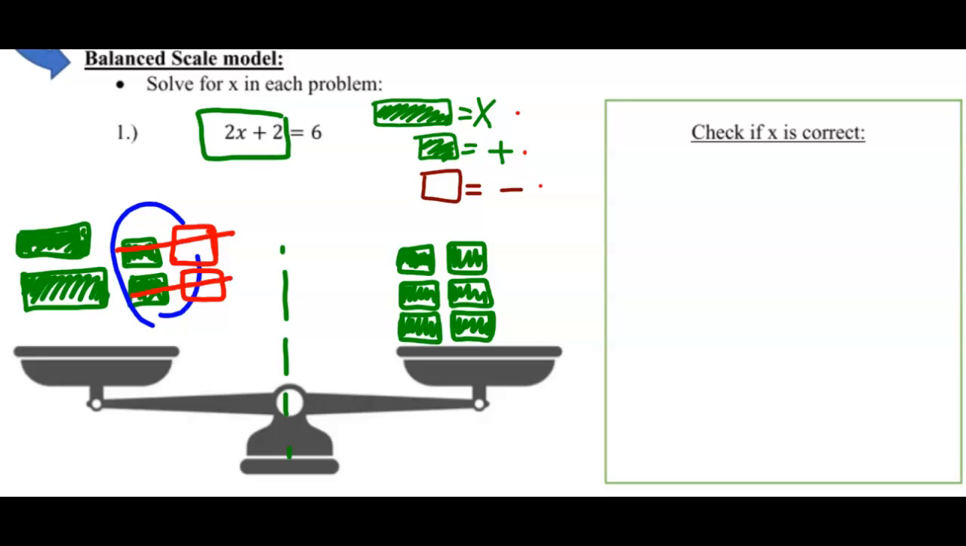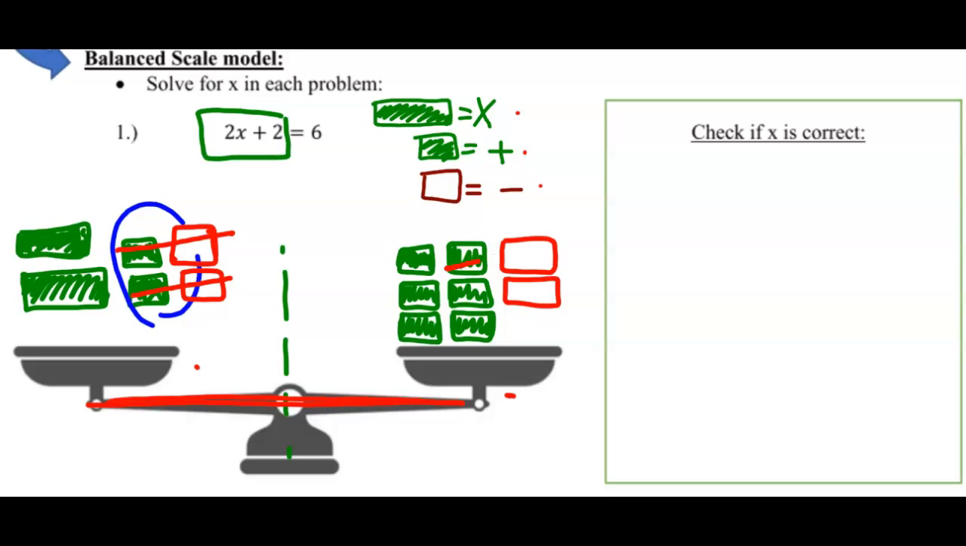Okay? Now, if I do that on this side, and I don't do anything on this side, then my balance isn't going to stay balanced like it is. Notice my line right here is flat. If I just did that on this side, if I took these two off over here, but didn't take two off over here, I wouldn't be balanced. So I need to remove 2 from this side as well.